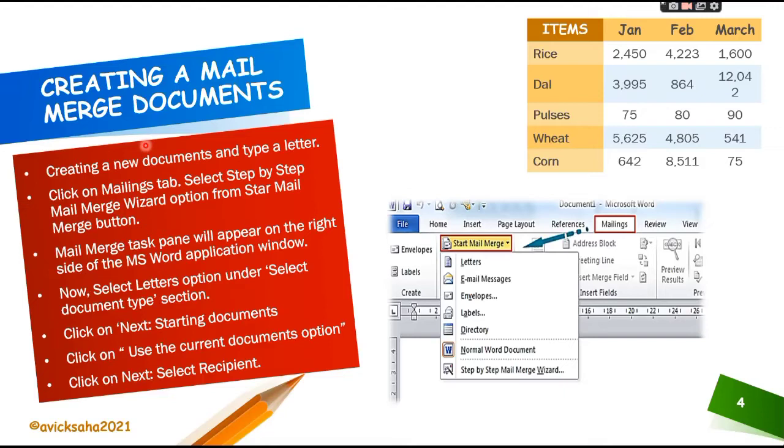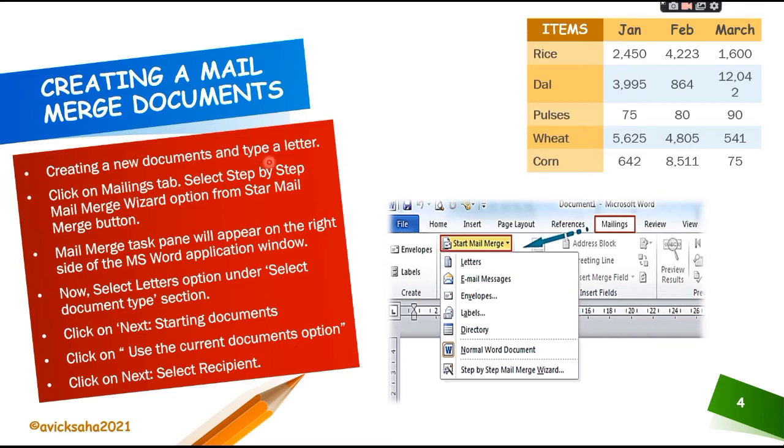Now, how to create a mail merge document? You can see here, this Mailings tab is found in MS Word. If you look at Document 1, Microsoft Word, you will find this tab, the Mailings tab, where you can start the mail merge: letters, email, envelopes, labels, directory, normal Word document, step by step mail merge wizard, everything is given. So here are some of the steps, just go through them one time.